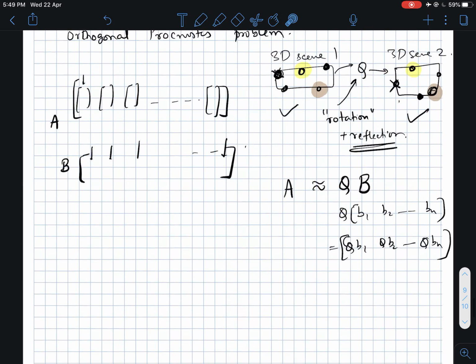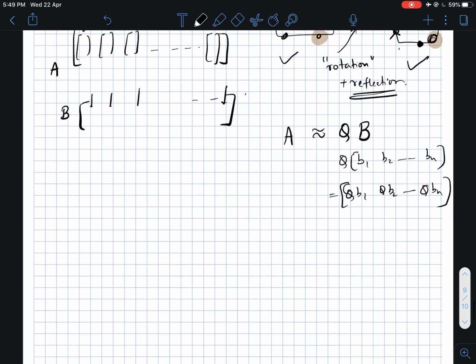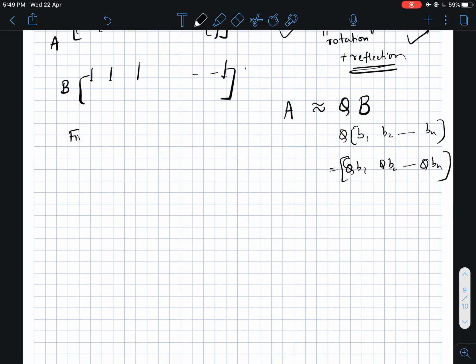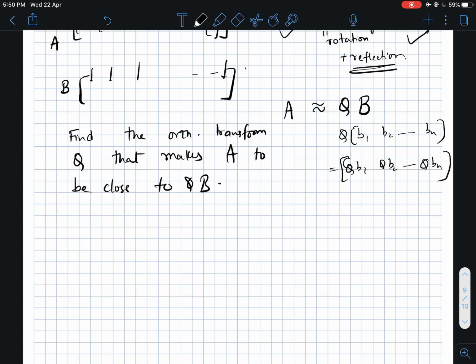The challenge here is that I know both A and B, because I have taken measurements for scene 1 and scene 2, but I do not know Q. I want to find Q. I know A and B. I know that they are related by some orthogonal transformation Q, but I don't know what Q is, and I want to find it. So find the orthogonal transformation Q that makes A close to QB.